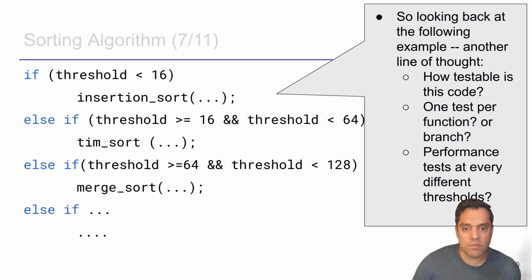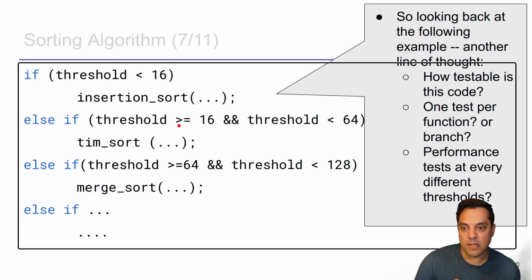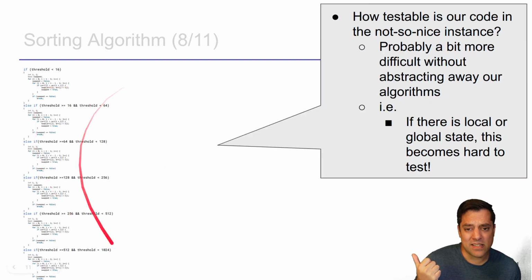Well, again, if I've got everything wrapped neatly into these functions, it might be reasonable to have a few unit tests for each of these functions, and that's fine. Again, if I go back to this, that's not so nice. So again, I'd say this code is very hard to test if we end up writing stuff like here.